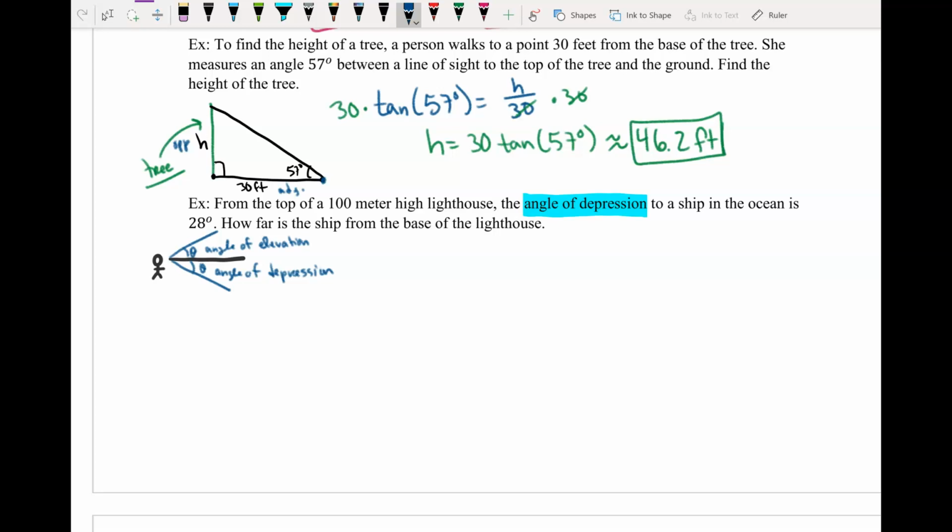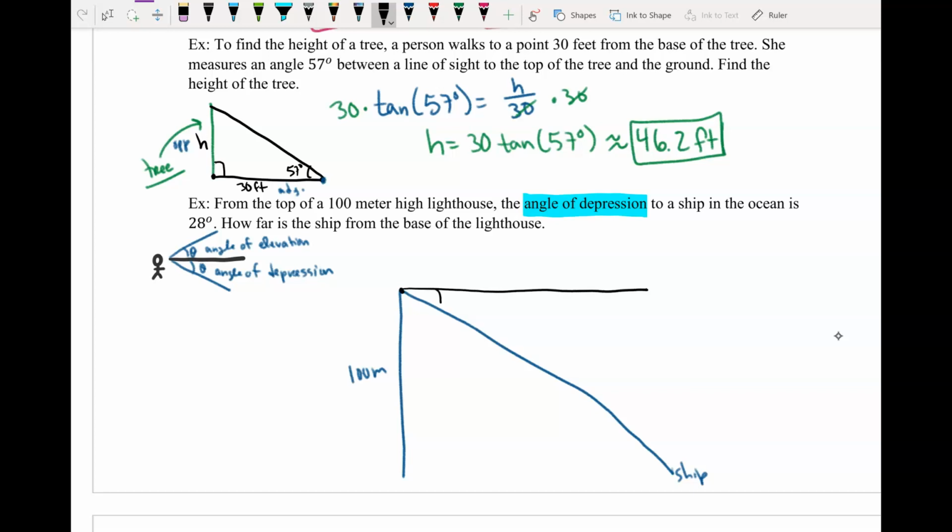So let's go ahead and try to draw this. So we have here the top of the lighthouse, right? And it's 100 meters. And the angle of depression from this top all the way to the ship out in the ocean is 28 degrees. Now you have to be very careful, because what's 28 degrees? Imagine that I'm right here and you've got this horizontal line of sight. The angle of depression is going to be this one, not this bottom part. This one is 28 degrees, right?